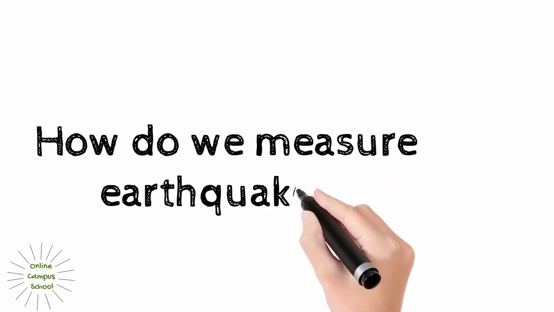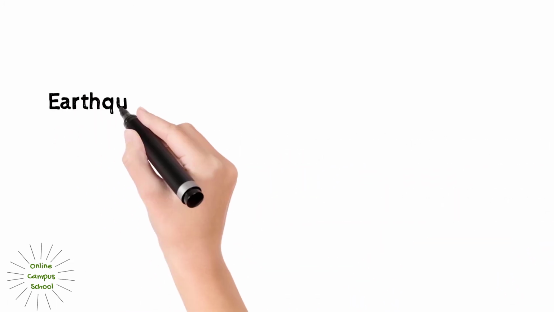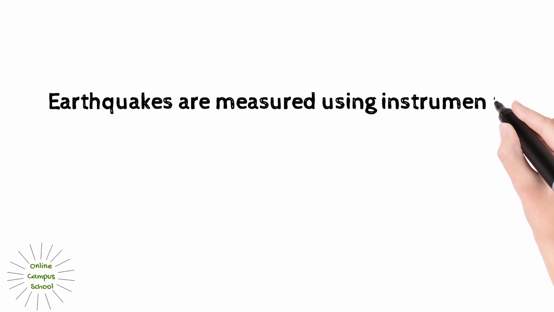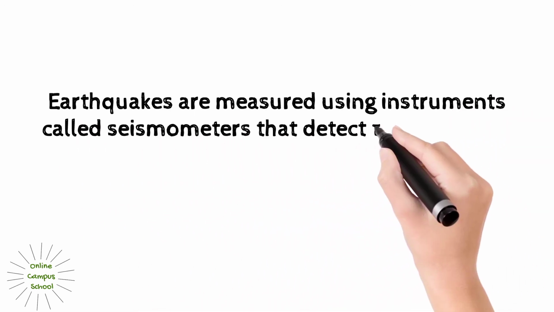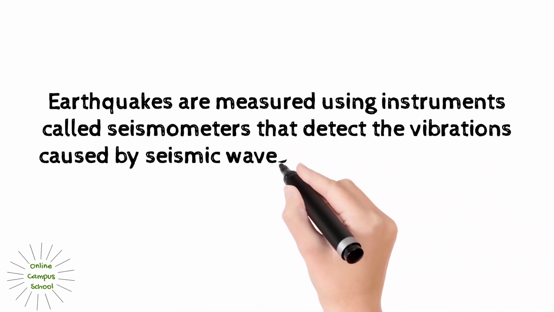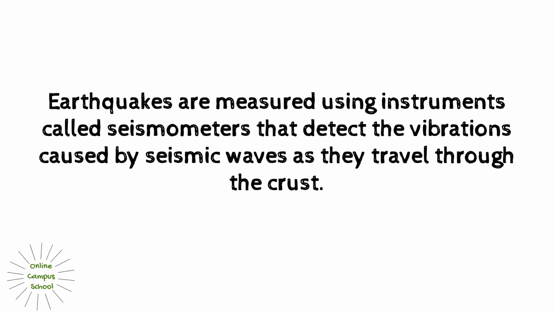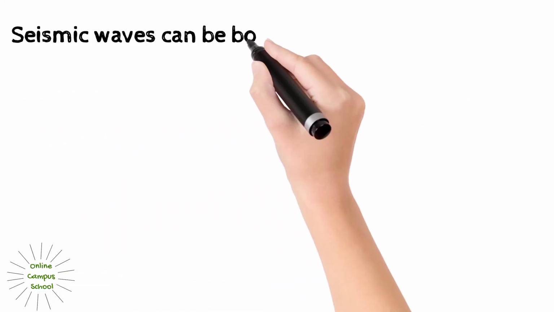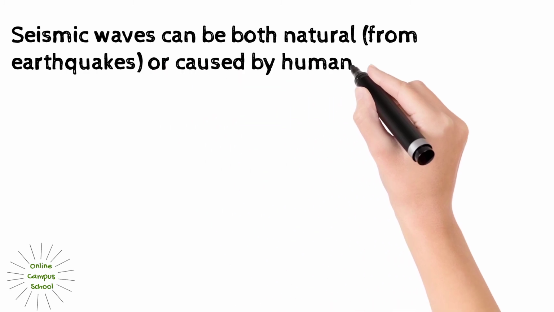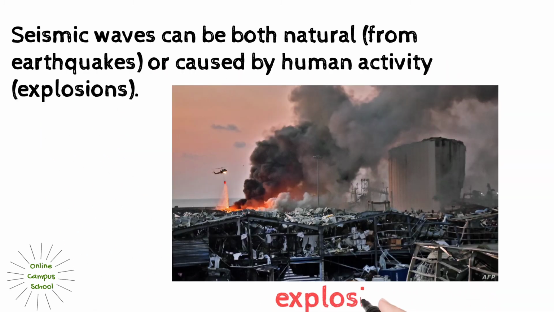How do we measure earthquakes? Earthquakes are measured using instruments called seismometers that detect the vibrations caused by seismic waves as they travel through the crust. Seismic waves can be both natural, from earthquakes, or caused by human activity, such as explosions.